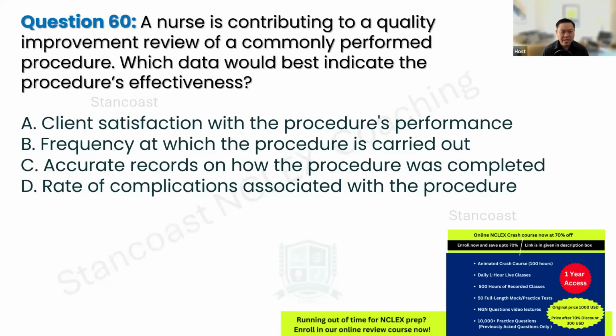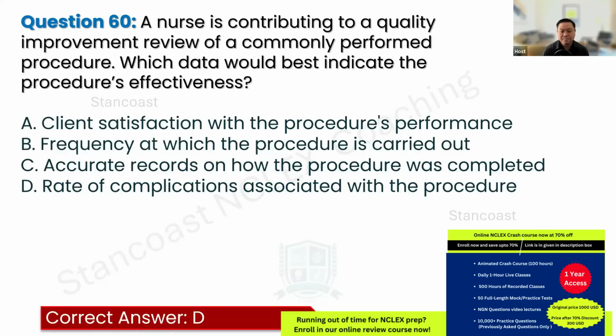A nurse is contributing to a quality improvement review of a commonly performed procedure. Which data would best indicate the procedure's effectiveness? A. Client satisfaction with the procedure's performance. B. Frequency at which the procedure is carried out. C. Accurate records on how the procedure was completed. And D. Rate of complications associated with the procedure. The correct answer here is letter D.